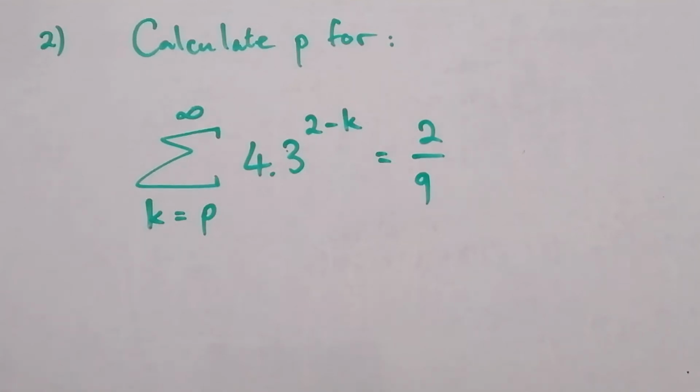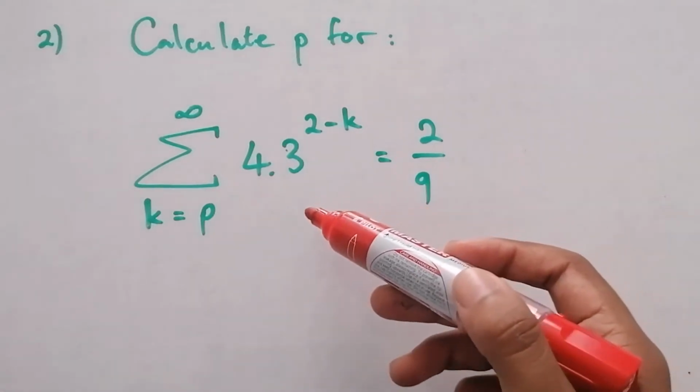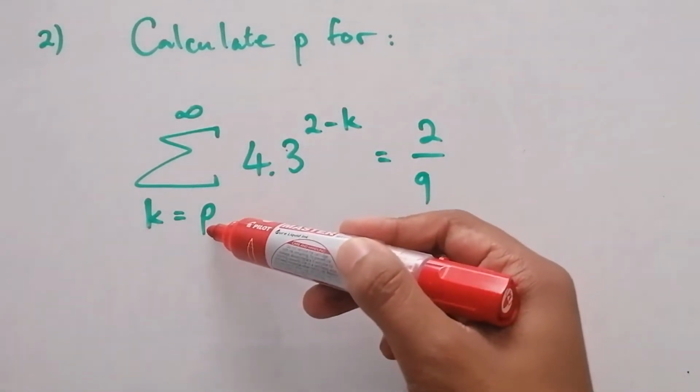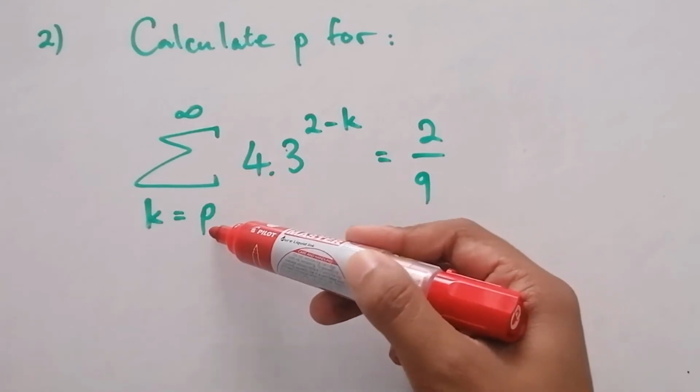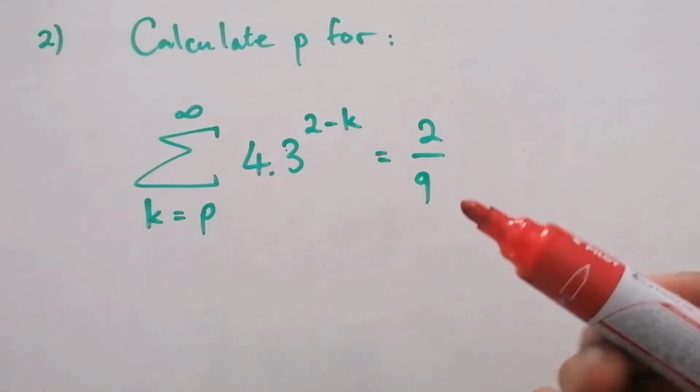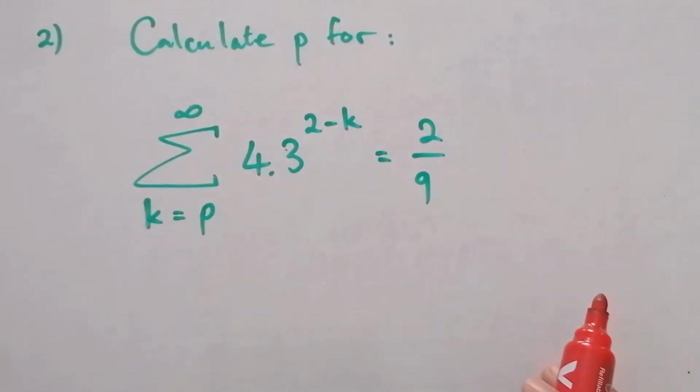Okay, so this is part 2 of the first example on sigma notation. And so this question is slightly different. We're using the same sequence, and we're just starting at a different point. With the previous one, we started at 1, but now we're starting at p, which is an unknown variable. So I don't know which term I'm actually starting at.